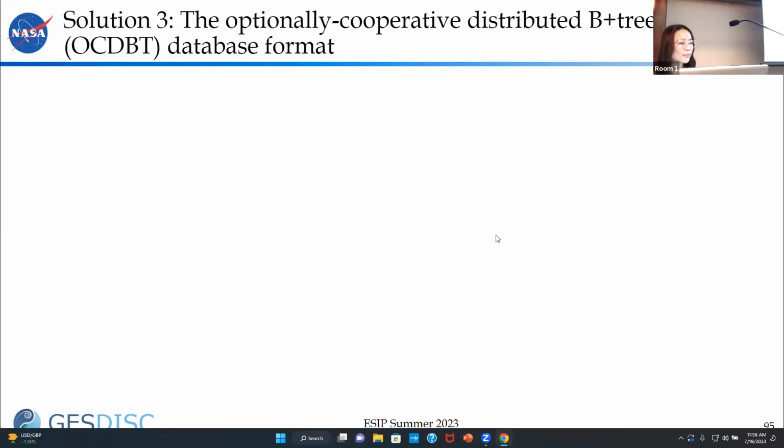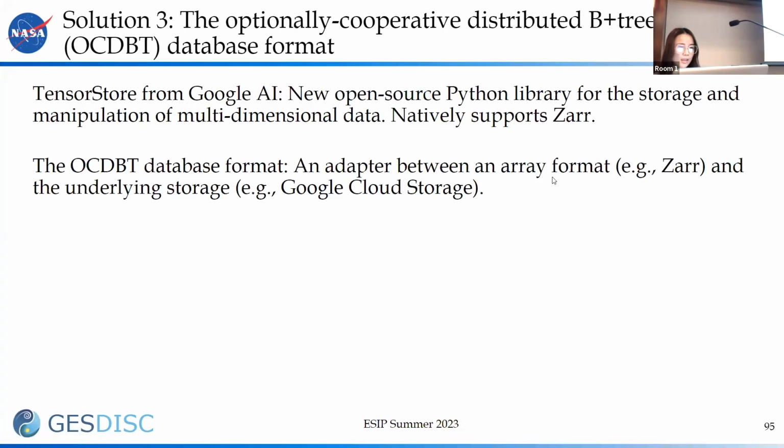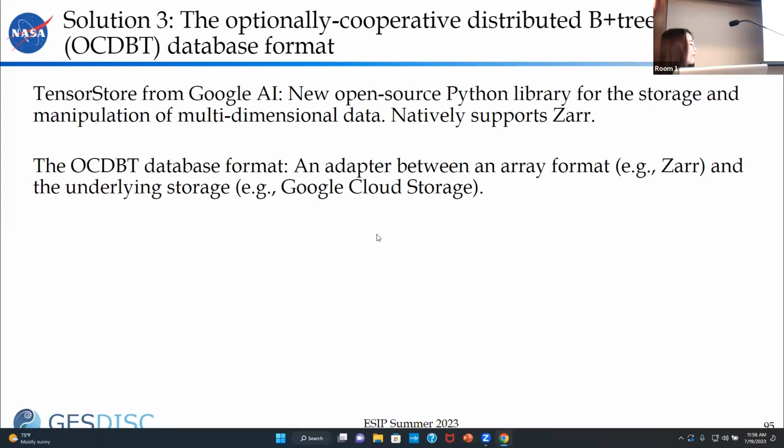Yes, the first one is called the Optionally Cooperative Distributed B+ tree. So let's just say OCDBT for short. It's a database format, and that's part of the TensorStore from Google AI.